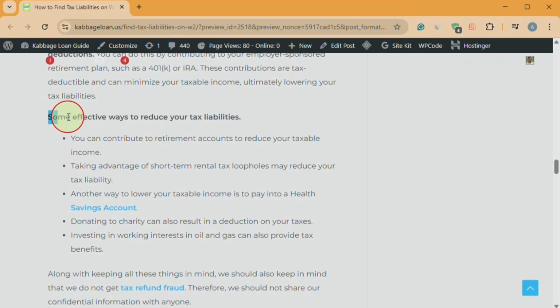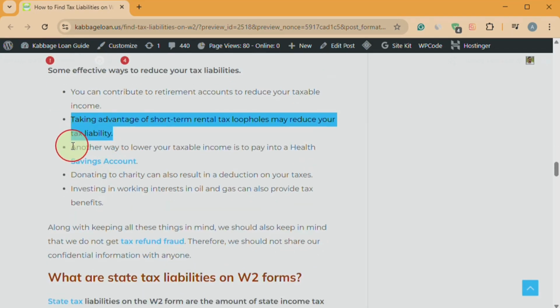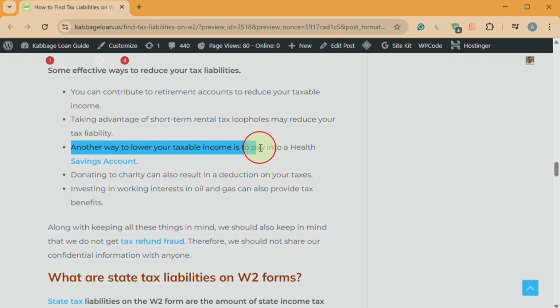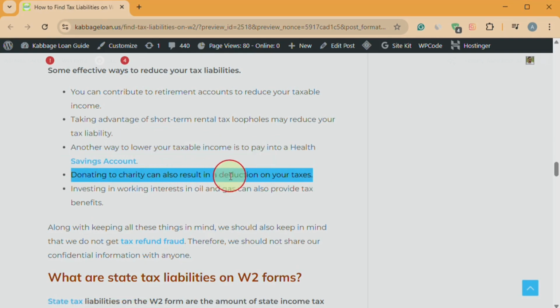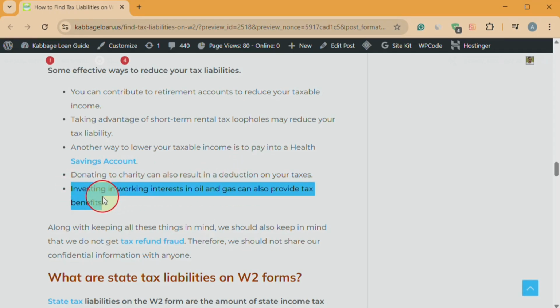Some effective ways to reduce your tax liabilities: You can contribute to retirement accounts to reduce your taxable income. Taking advantage of short-term rental tax loopholes may reduce your tax liability. Another way to lower your taxable income is to pay into a health savings account. Donating to charity can also result in a deduction on your taxes. Investing in working interests in oil and gas can also provide tax benefits.